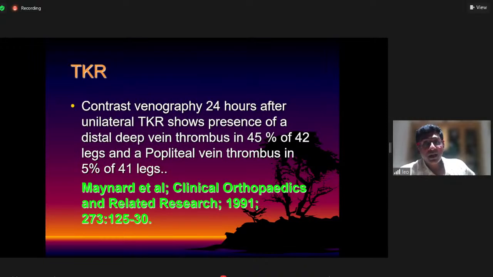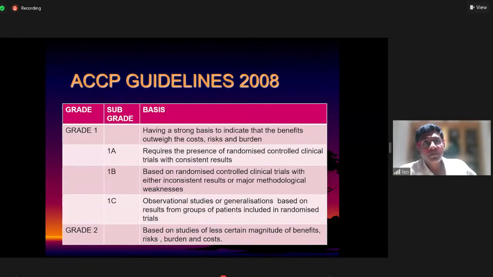Now, Maynard did a contrast venography 24 hours after a unilateral total knee replacement, and demonstrated the presence of distal deep vein thrombus in up to 45% of 42 legs and a popliteal vein thrombus in about 5% of 41 legs, which means almost 50% of our patients are coming out of the operating room with a thrombus in their leg, which is quite scary.